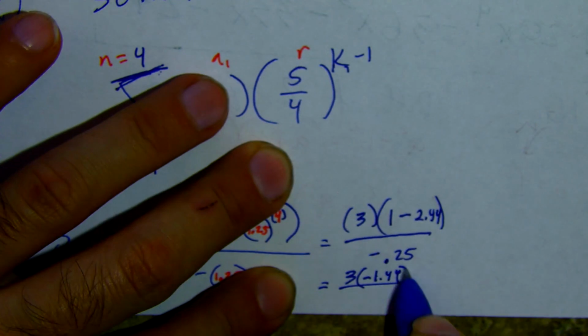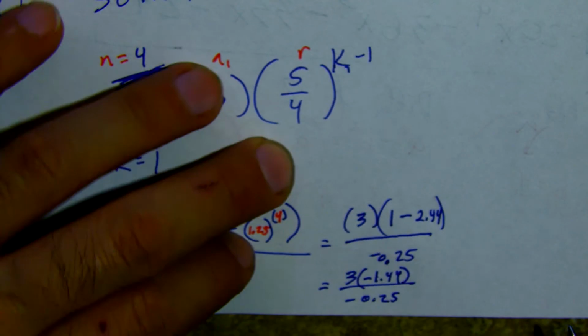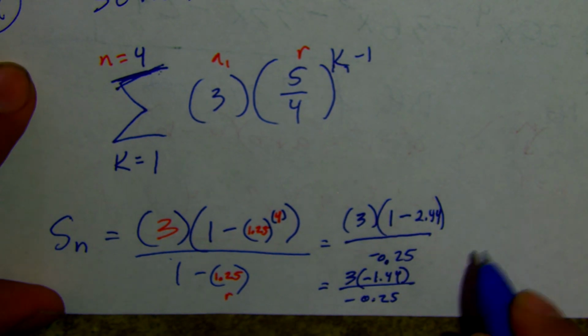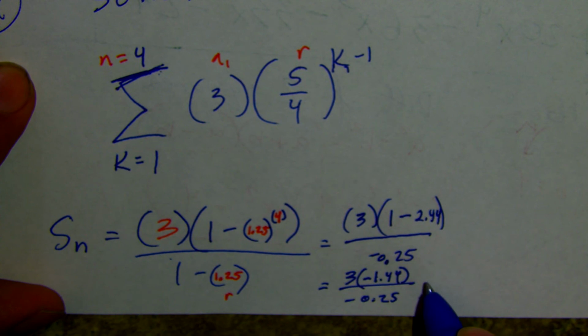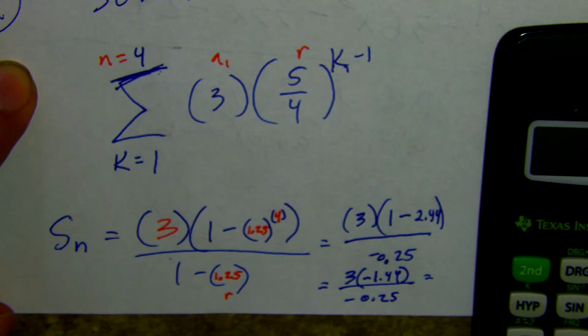All right, check it. What are we going to do? We're going to multiply the top times 3. So I got negative 1.44 times 3, which is negative 4.32. Let's divide that by negative 0.25. And I get 17.28. Done. Woo!